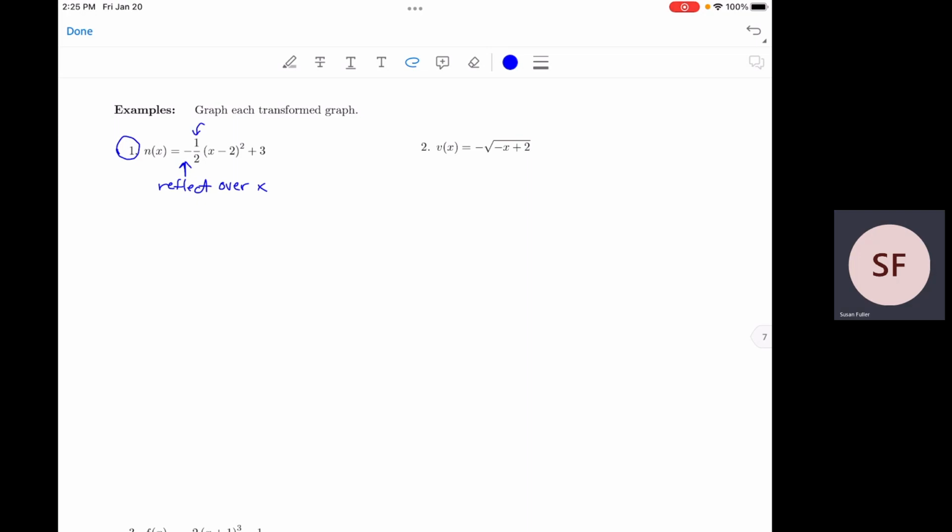I have a 1/2 out here. That's multiplying by a number on the outside of my function. That's going to be a stretch or shrink, and it's going to be vertical because it's on the outside. So a vertical stretch or shrink, is it going to be a stretch or a shrink? Well, because this is a fraction, it's going to be a vertical shrink. It's going to basically squish everything closer to the x-axis. It's going to take however far away from the x-axis we are and cut it in half.